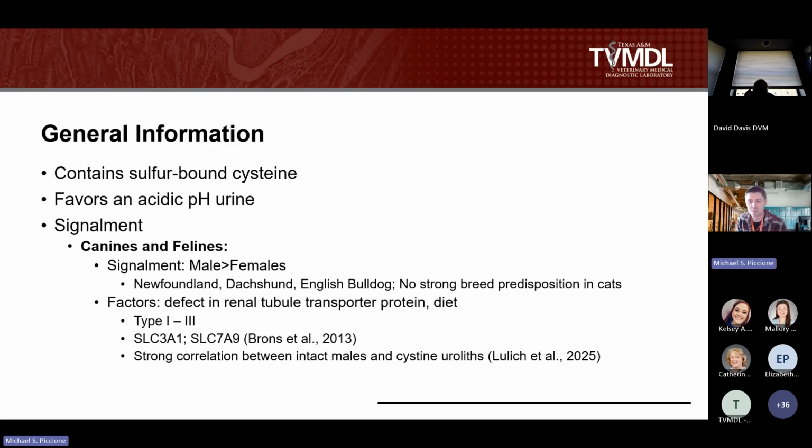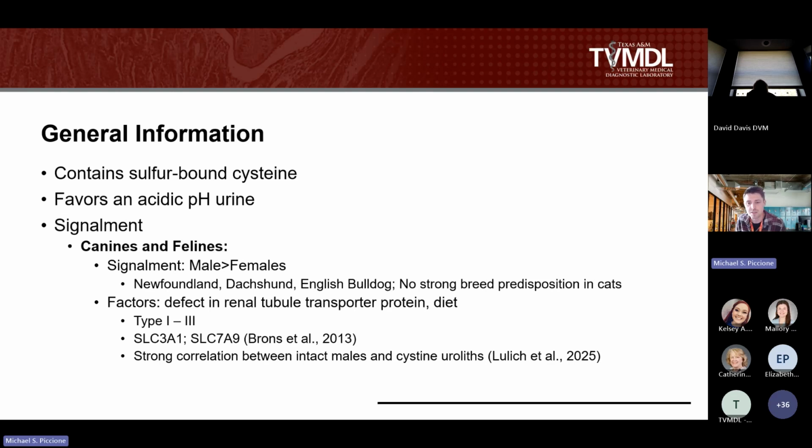So again, as you can imagine, when there's a lack of reabsorption, what happens? The cysteine molecules accumulate in the urine. They exceed that saturation threshold in the urine. And then again, these are the patients that are going to start to develop these crystals and inevitably uroliths. I do have on here that there are various types of these particular carriers. The question arises, well, what is that all about? Why is that relevant? There is a link between androgens and canine cases for cystine uroliths. And the link there, or that exact mechanism, I will argue is still debatable.